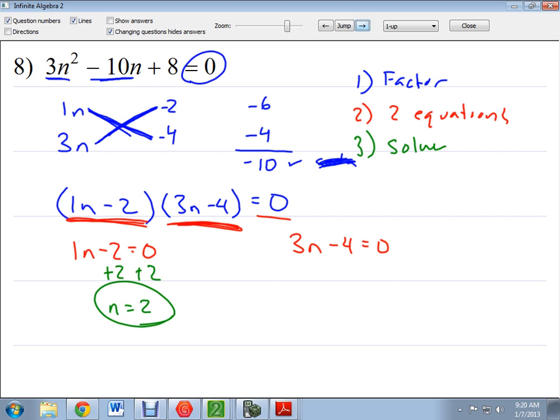The second equation is still easy, but it is slightly more difficult because it does have division involved. So we start with getting rid of the minus 4 by adding 4, and this will get me 3n is equal to a positive 4. This is not my answer because n is not by itself, so I have to divide by 3 to get rid of the 3 in front of it, leaving me n is equal to 4 over 3. 4/3 is my second solution. And that is how you solve equations using factoring.